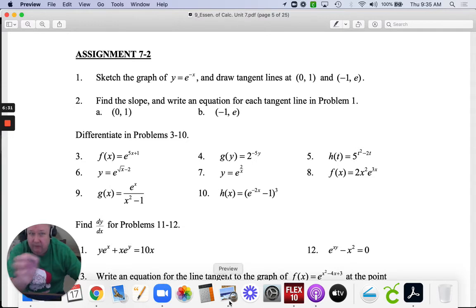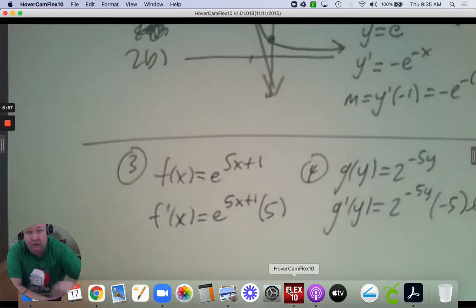So if the base is not e, it needs a hook on of ln and whatever the base is. That's it. Otherwise, it's the same. So I write down what I see. What's the derivative of 2 to the negative 5y? You write down 2 to the negative 5y. The hook on, the derivative of the exponent, is negative 5, and then it needs an extra hook on of ln 2 because the base is not e. So this is what it looks like.